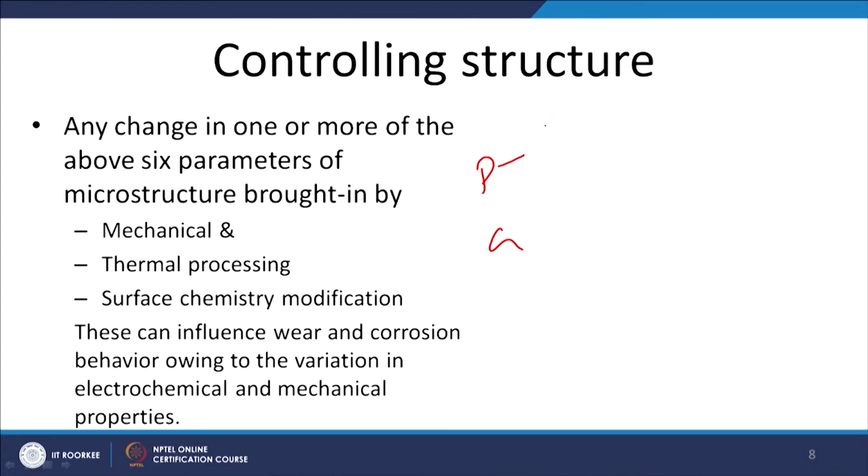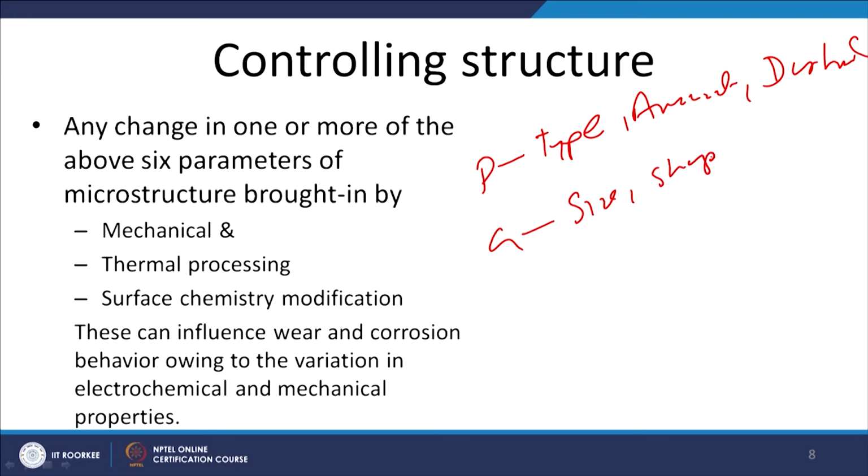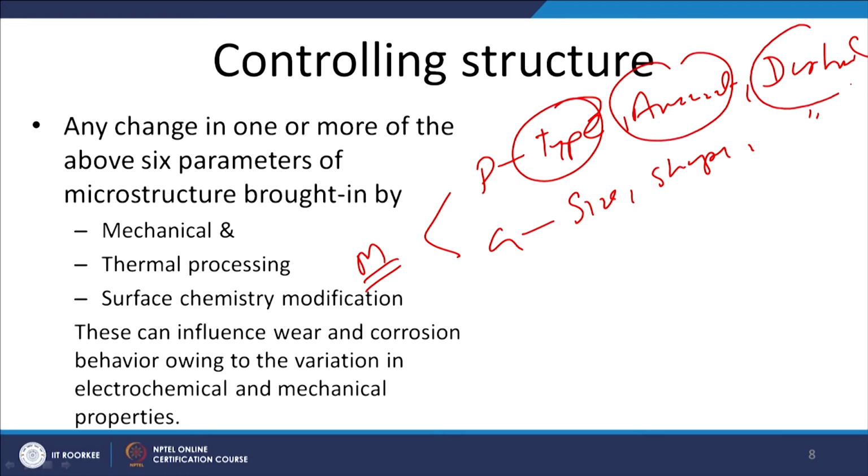Now, we will see some other aspects related with the microstructure. Any change, as I have said, the phase and the grain each has three constituents: the type of phases, the relative amount of the phases and distribution. Similarly, in the grain structure side, the size, shape and distribution. So, where fine and where coarse grain size are present. All these are part of the microstructure.